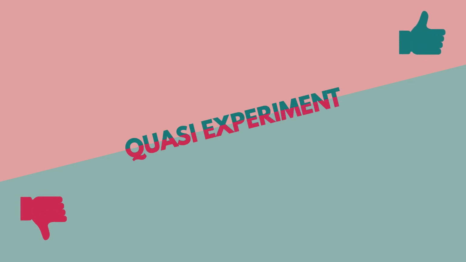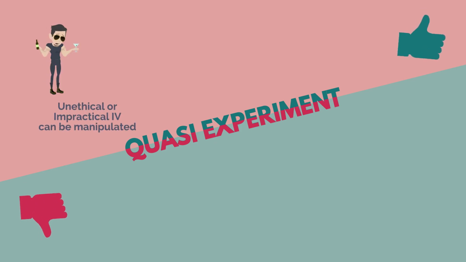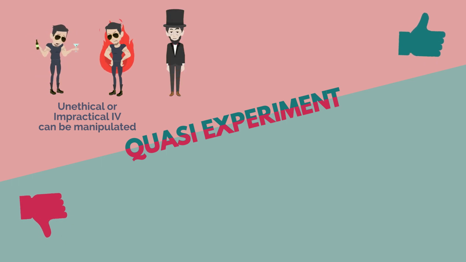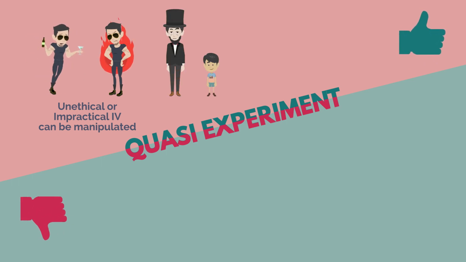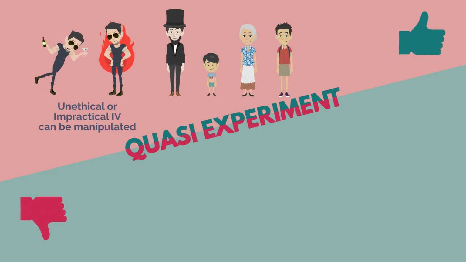Next, let's consider the strengths and limitations. Quasi-experiments are useful in situations where it would be unethical to manipulate the IV, for example disorder or addiction. Or in situations where it would be impractical to manipulate the IV, for example gender, culture, or age.